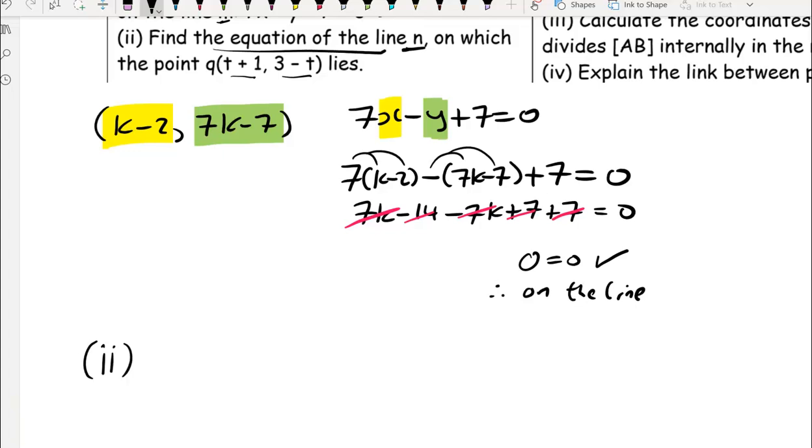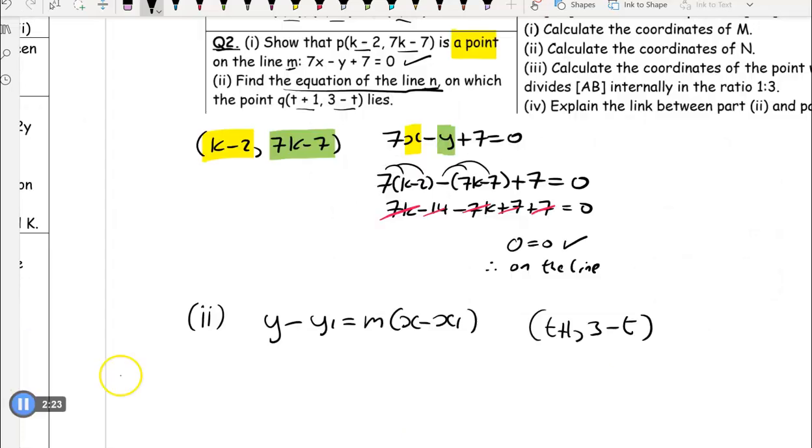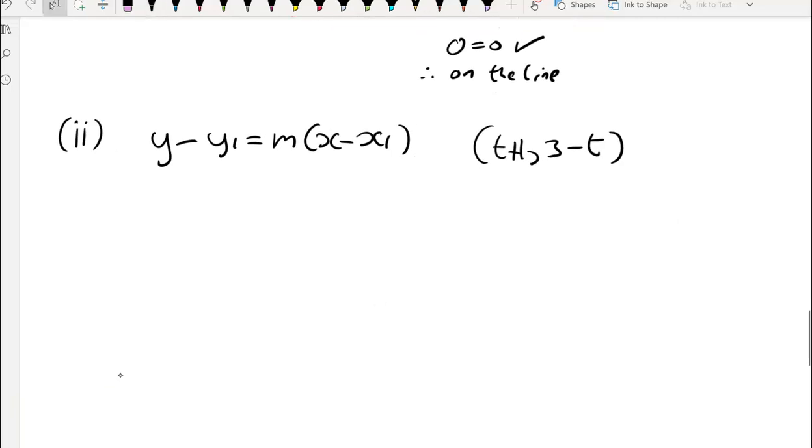If I'm asked to find the equation of the line, straight away I need to write down my first equation of a line formula. That's page 18 of your tables, equation of a line, and if you're looking for the equation of a line 9 times out of 10, you're using this formula. So y - y1 = m(x - x1).